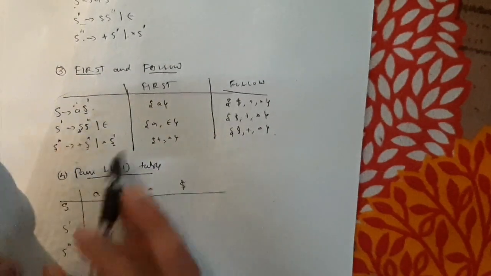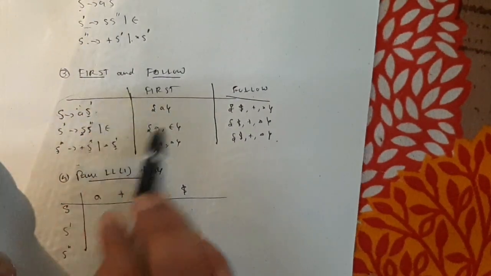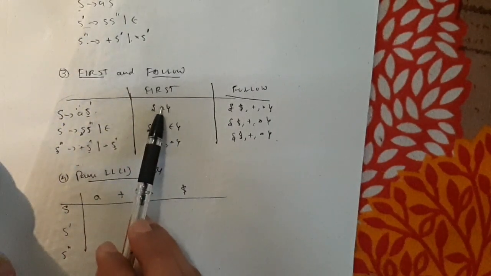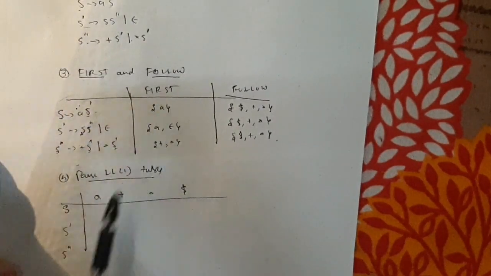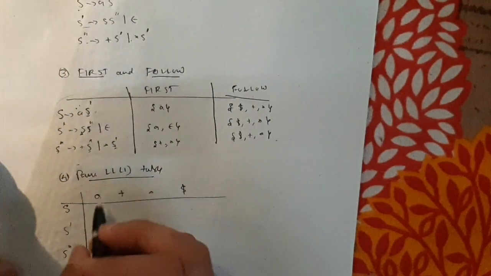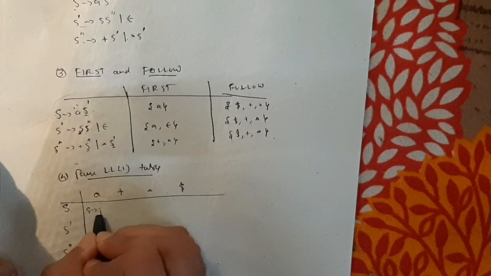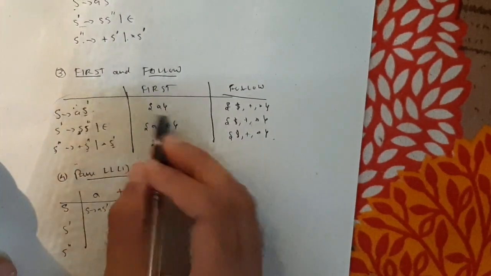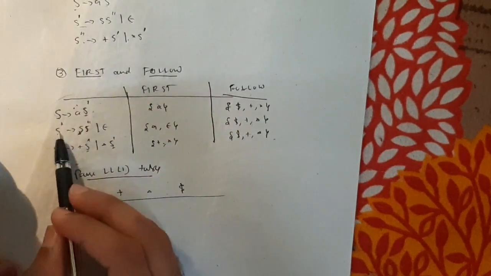Okay, now we have to see this table. In this table, first is a here, so S and a, where you got from this one, S goes to a S dash, right? S goes to a S dash, that you will write below a, because a is present here. Next, again go to the next one, S dash.